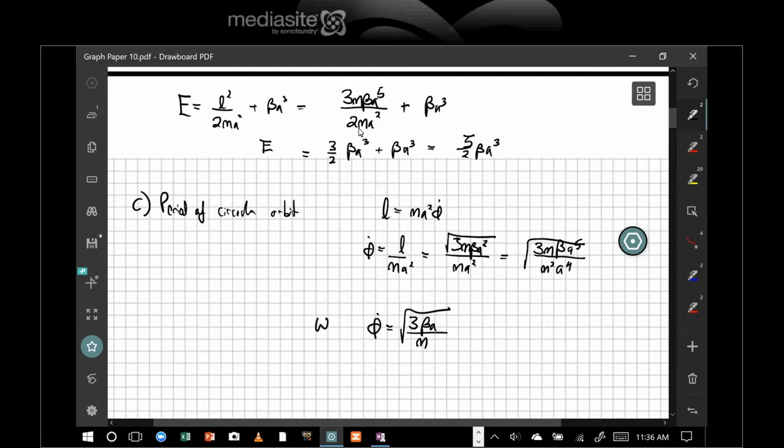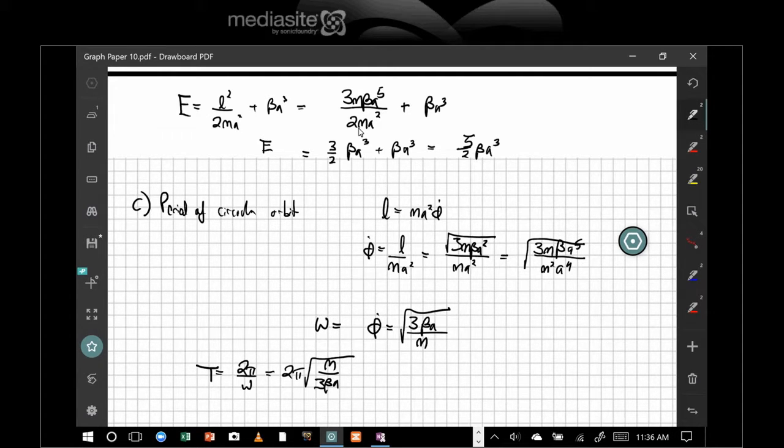Okay. So then how do I get the period? Well, in EP language, we'd call that the angular frequency. That's the rate of change, how many two pi's per second we go through. So then the period is just equal to 2 pi divided by omega. And so it's just 2 pi times the square root of M over 3 beta A. That's it. That's the period of the orbit.